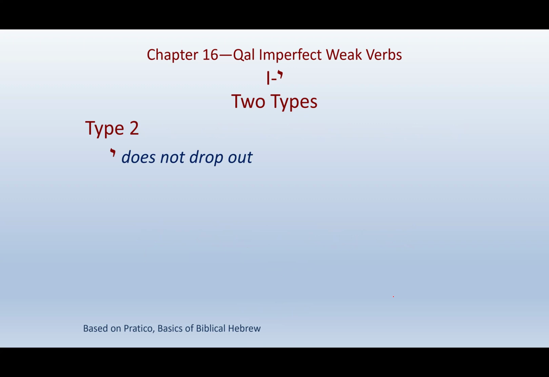That's in the third column on page 167. The yod does not drop out. So we have Yarash, which means possess or dispossess. That's the Qal perfect, so it'd be he possessed or he dispossessed. All right, and we want to make an imperfect out of it, so we're going to add a yod preformative. It'd still be third masculine singular, and you just add it to the front.